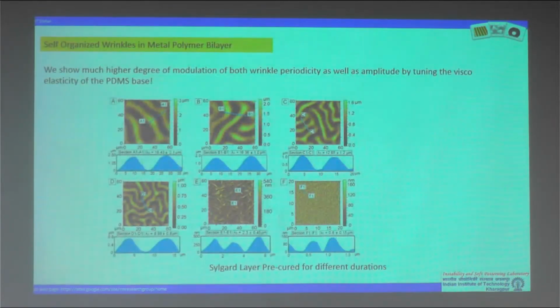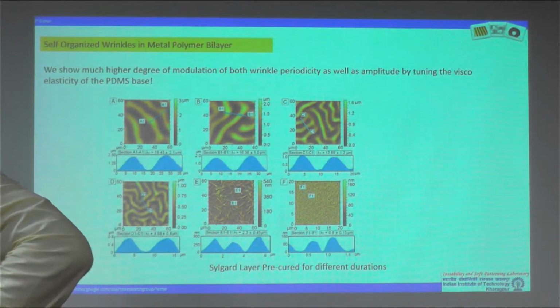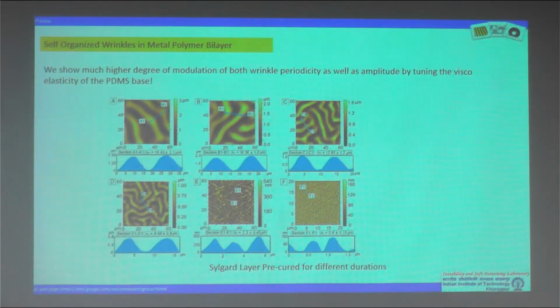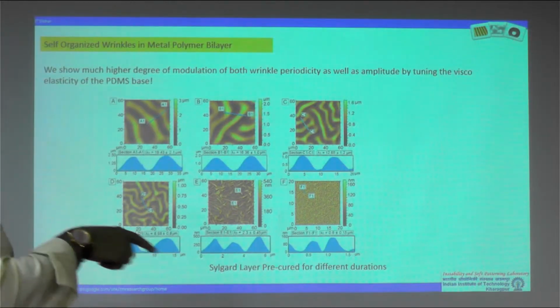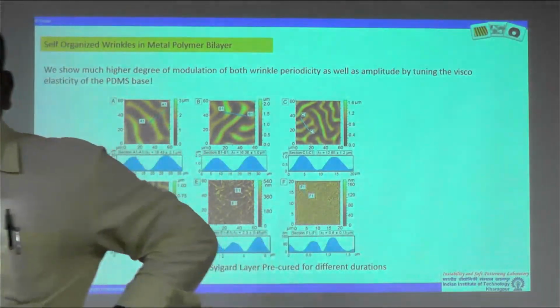But what we did was, based on our learning in one of the previous studies, to tailor the viscoelasticity. And what we could show is that by taking a film of the same thickness but different levels of viscoelasticity, if you deposit metal on them, you can create structures with different periodicity and geometry. So how do you create films with different levels of viscoelasticity? You simply precure for different durations, what we already talked about. So this was a very fascinating technique.